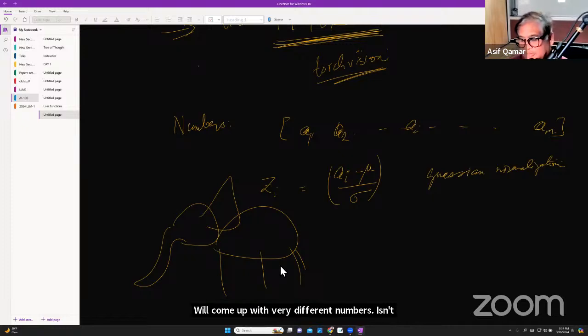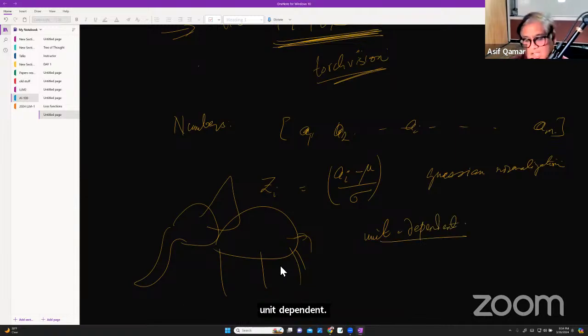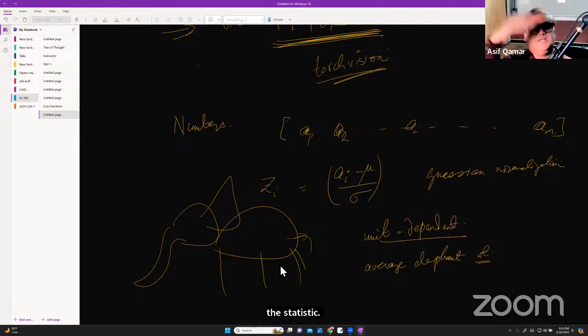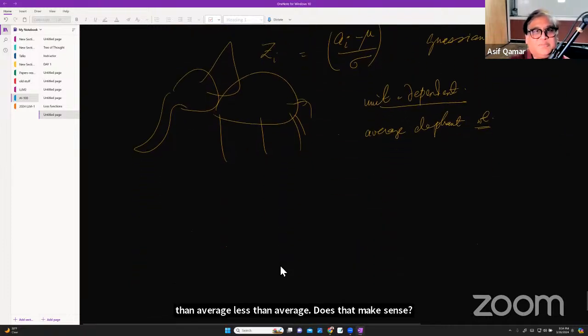But one thing is for sure, these numbers are unit dependent, but you would agree that the average elephant weight, the statistic, should still be found, even though it is unit dependent. And relative to that, we should be able to tell greater than average, less than average. Does that make sense? Isn't it? And so, irrespective of the unit, I should be able to tell Ai minus mu.